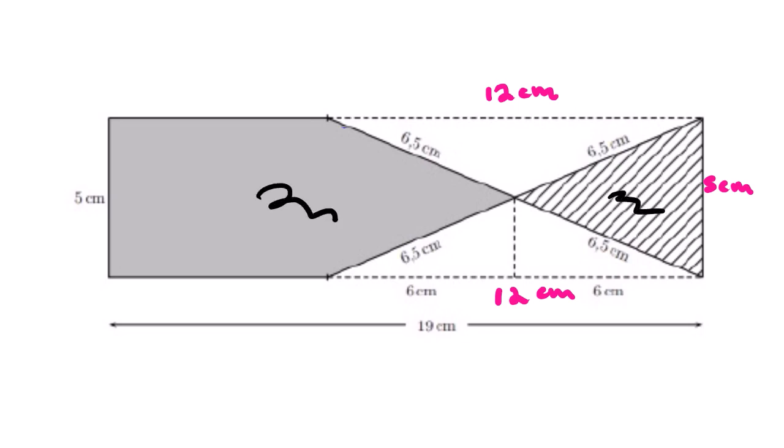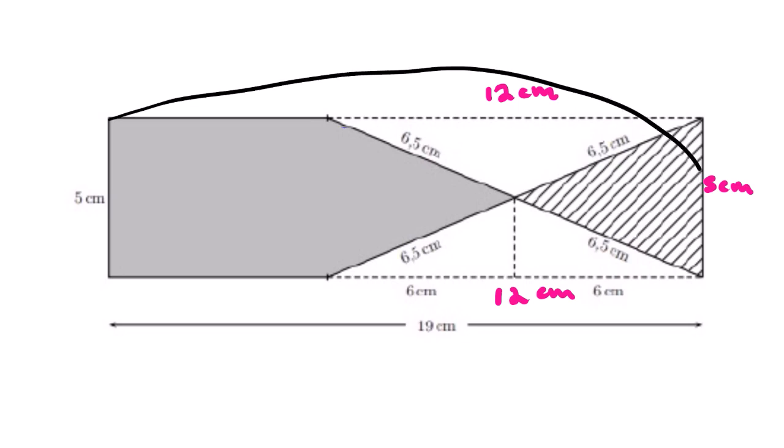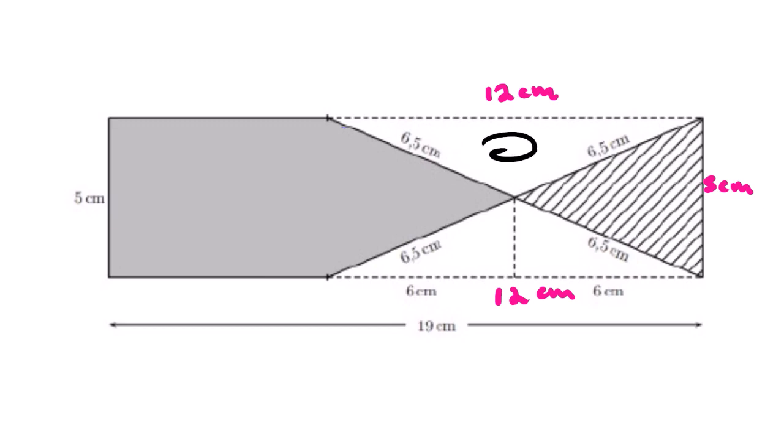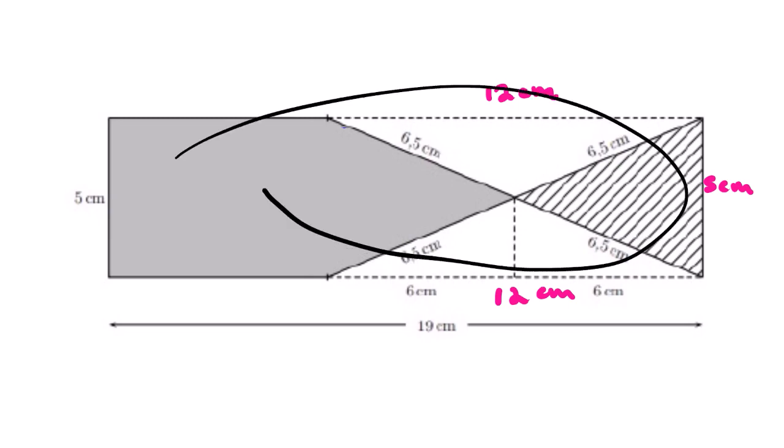But the method I'll be using to calculate the area of this part and this part, we are going to calculate the area of the whole shape and then calculate the area of the two, and then it will be the area of the whole shape minus the area of the two shapes. We'll get the remaining area. So that is how I'm going to calculate this.